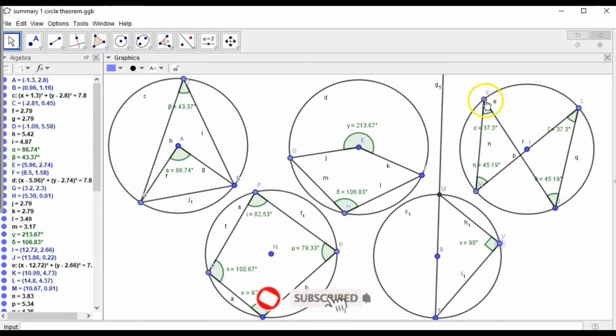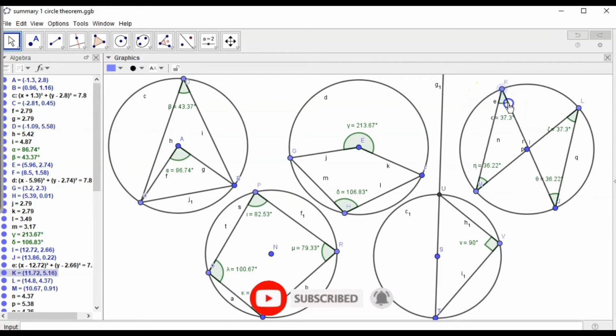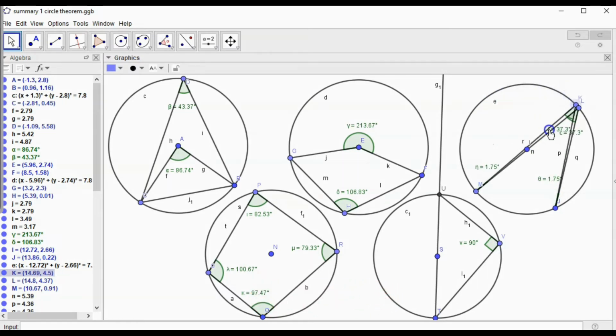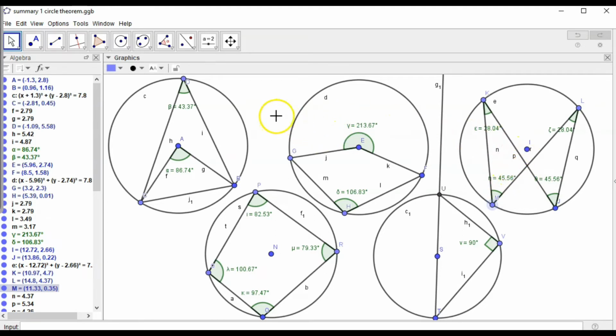So look at something very interesting here. When I shift K and move it closer and closer to L, you realize that it fits perfectly onto it. That's why we always say that these two angles are actually equal. Again, I can move M from wherever it is and move it straight to meet J, and you realize that it also fits perfectly. So those are the basic conditions we considered in our previous lesson for circle theorems. So we are moving on to the other theorems.